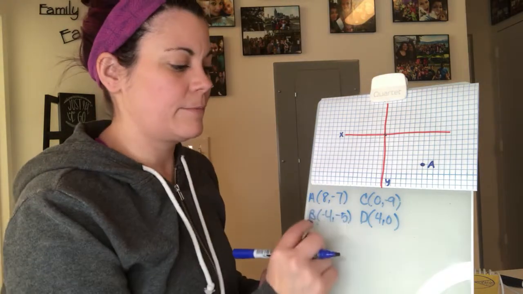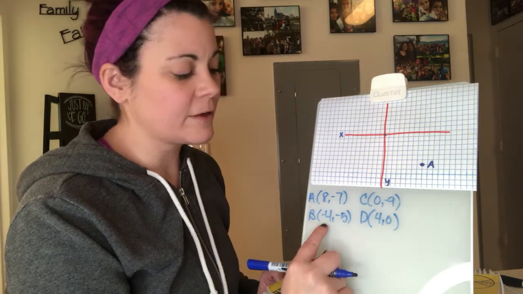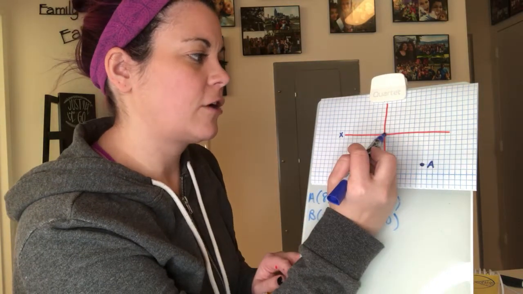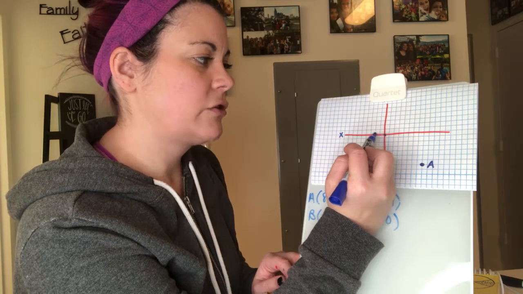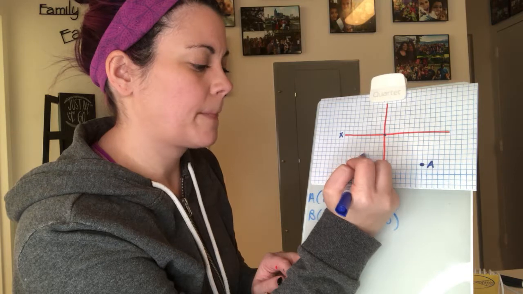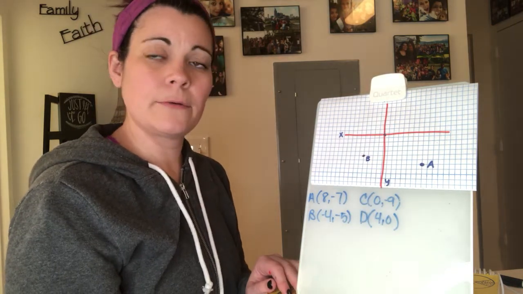Okay, the next one, B, negative 4, negative 5. Means we go 4 left, because it's a negative, and down 5, since it's a negative. So start at my starting point, my origin, 1, 2, 3, 4, 1, 2, 3, 4, 5. And that's B.